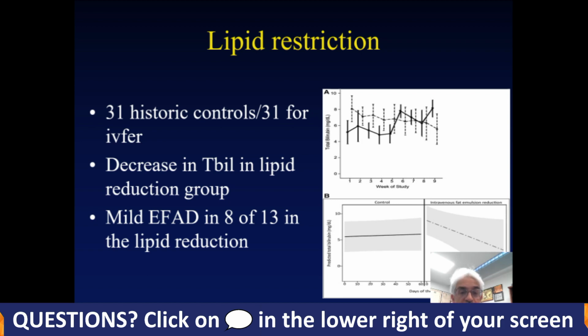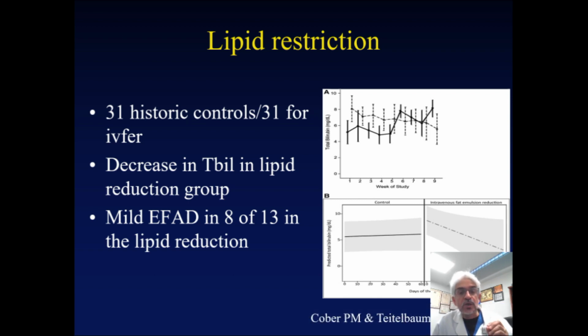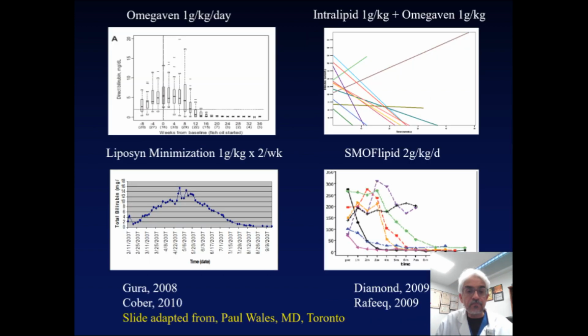Drs. Kober and Teitelbaum looked at the effect of lipid dose restriction in patients on parenteral nutrition. They compared 31 historic controls with a group of patients who were subjected to IV fat emulsion reduction. And what they were able to show, as you can see in the bottom right panel of this graph, is a decrease in total bilirubin in the lipid reduction group, albeit with mild essential fatty acid deficiency in some patients.